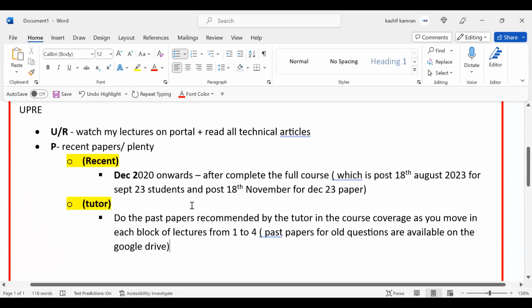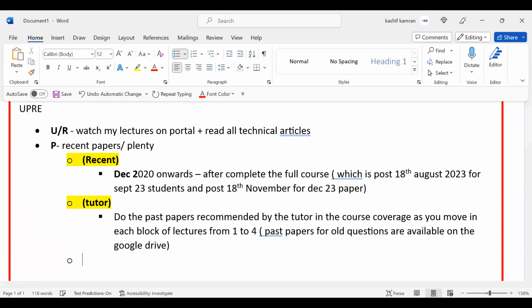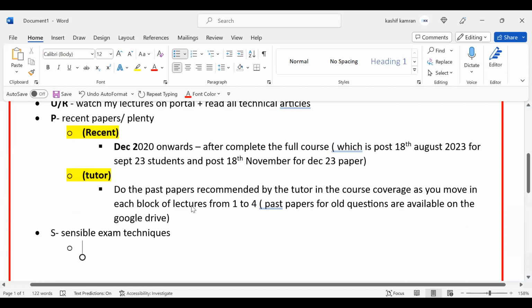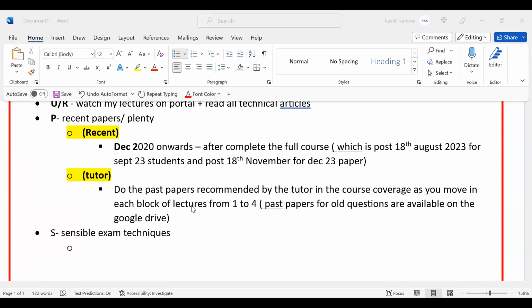And finally, is sensible exam techniques. S. Sensible exam techniques. I will be doing separate videos on that. The two sensible exam techniques which are to be followed. No, you need not watch my old webinars anymore. As a student, you just need to focus on the portal. Everything on the portal has to be followed, not on YouTube.